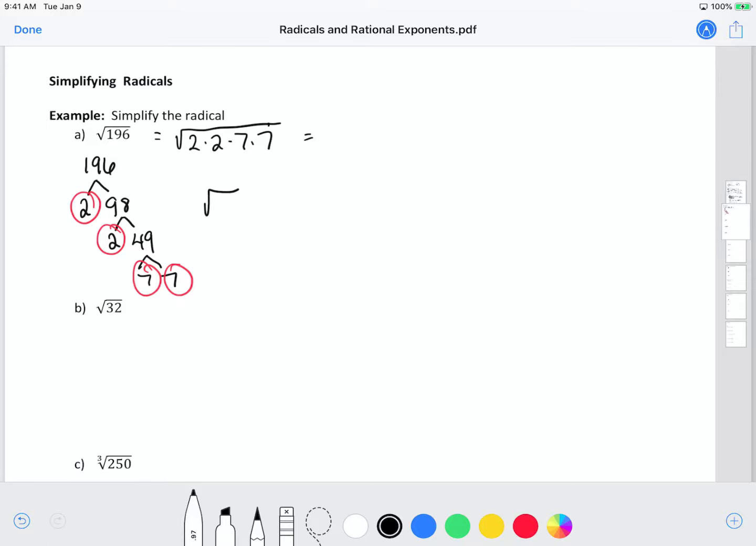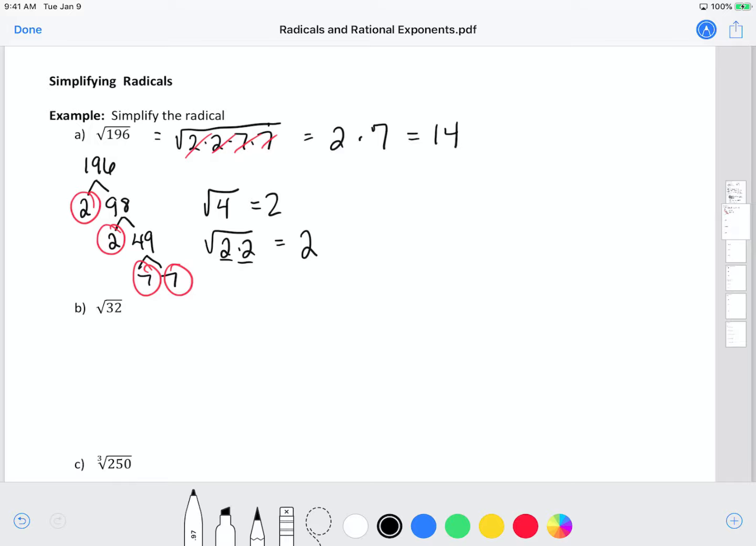The same reason why the square root of 4 is 2, that's because I can write 4 as 2 times 2, and because I have a pair of 2's under there, I can get rid of the radical and pull it out as 1 2. So, because I have 2 2's under there, I can take that out as 1 2. And because I have 2 7's under there, I can take those 2 7's out and bring it outside the radical as a 7. So my answer is going to be 14.